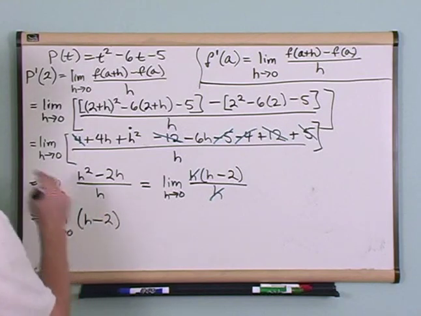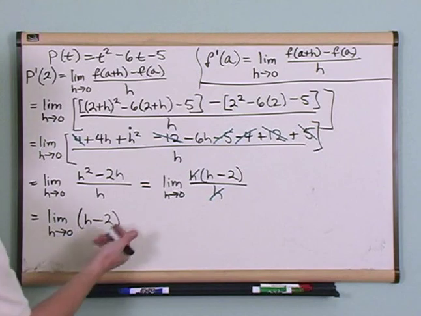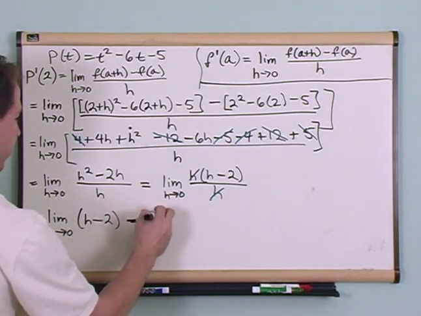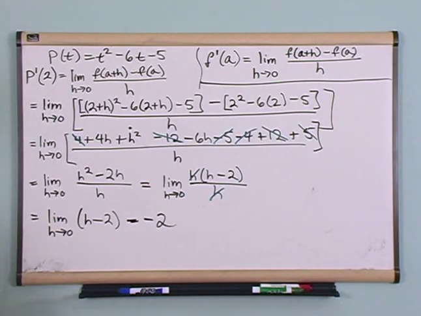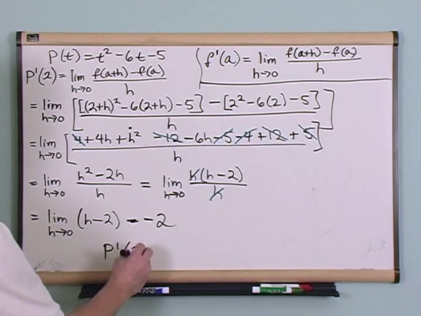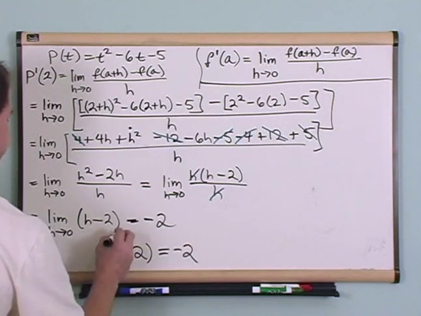So in the end, I'm going to be left with the limit as h goes to 0 of the quantity h minus 2. Now here's where you can apply what I showed you just a minute ago. Here I'm taking the limit of this function, h minus 2, as h goes to 0. So what do you do? You just plug in 0. You put 0 in here, and whatever you're left with is the answer, negative 2. So for your final answer, you would write p prime, the derivative of this function p at the point 2, is equal to negative 2.